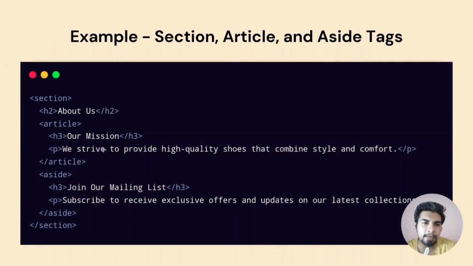This is the example for the same, wherein under section we are following article and aside tag, where article tag is used for individual content and aside tags are for supplementary information.